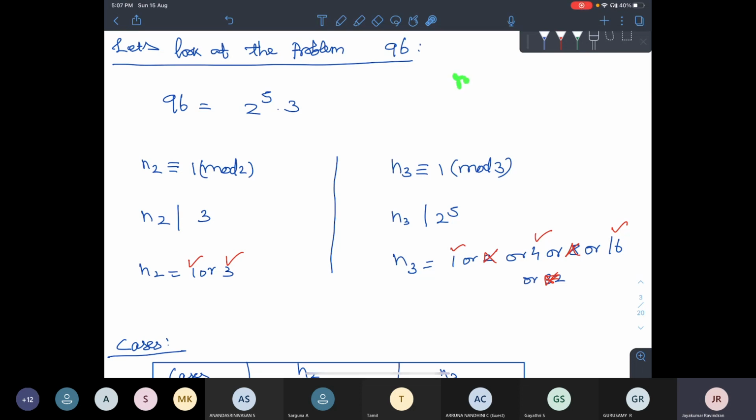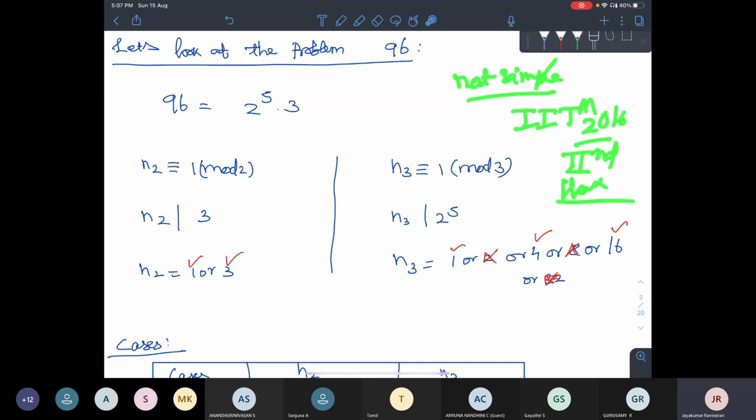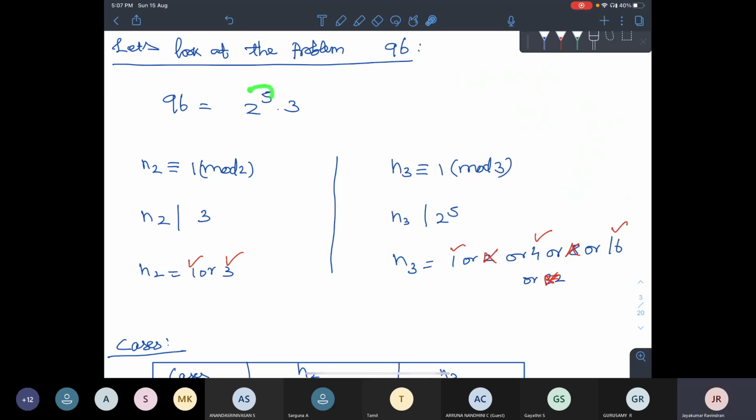All the questions we are trying to say are not simple. This is asked in the IIT Madras 2016 second level exam. Okay, 96: 2 power 5 into 3. So this is 32 into 3, it's 96.